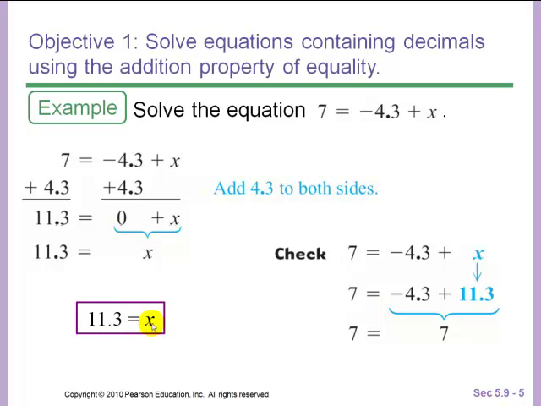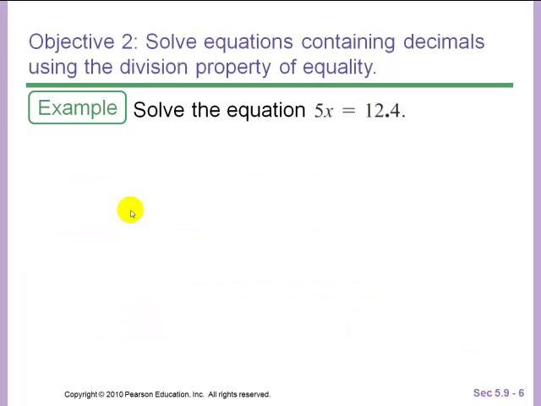It does not matter if your variable is on the left or the right of the equal sign. An equal sign means the thing on the left and the thing on the right are the same. So it doesn't matter which side they're on. Another example. This is for objective 2.